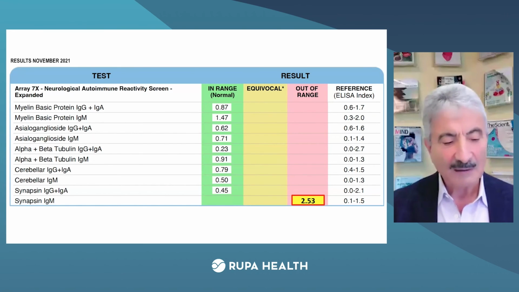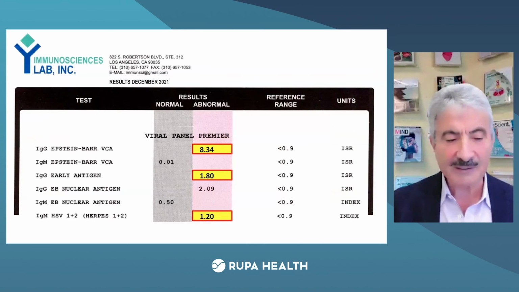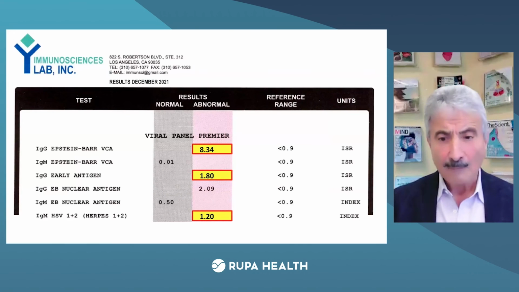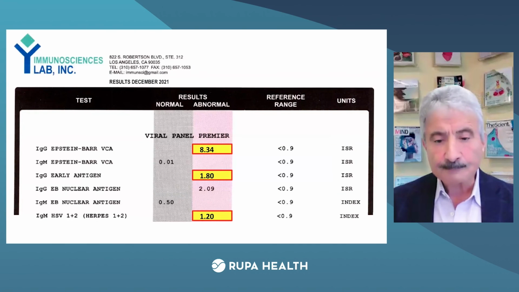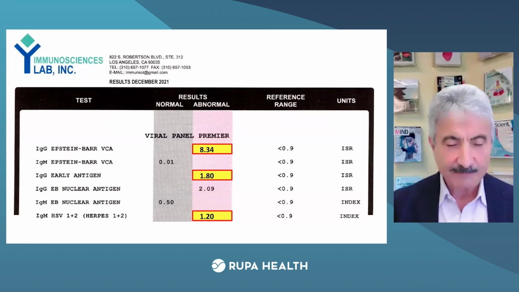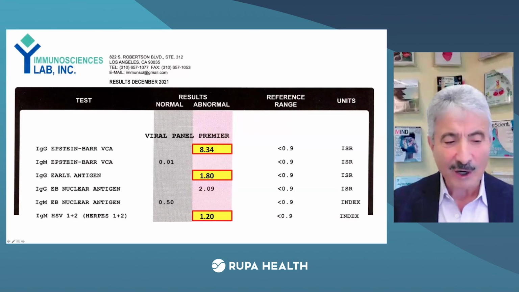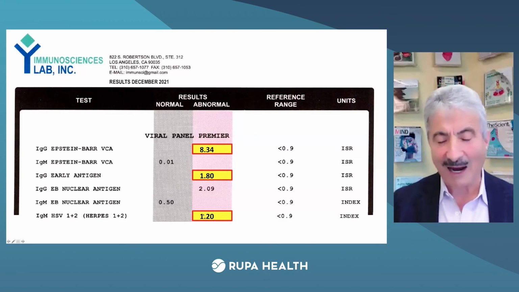IgM antibody was measured against synapsin and was elevated, which confirms the first test. Finally, when the first test was done for viral antibodies, significant elevation in viral capsid antigen was detected, followed by early antigen elevation, and then antibody against herpes 1 and 2 as well, IgM.